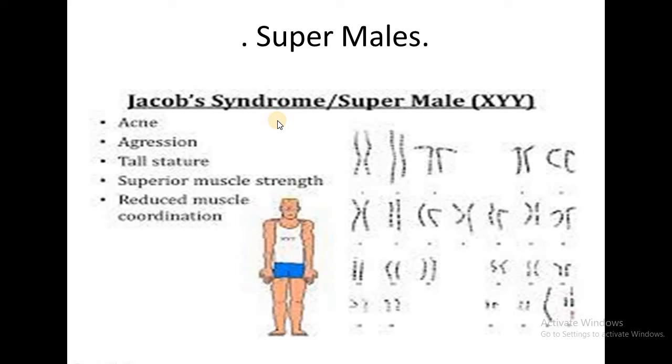Okay, and it was reported in Scotland in a population of 197 men who were inmates and mentally abnormal, and these men showed the following characters: they have acne, they have aggression, they have abnormal intelligence, they have tall stature, they are antisocial, they have super muscle strength, and there is reduced muscle coordination. These are the features of the super males.